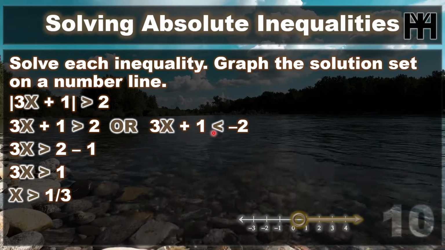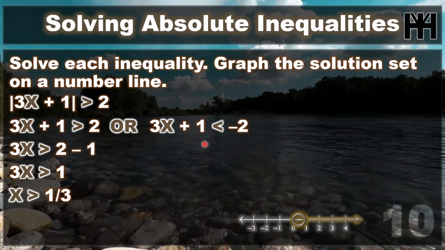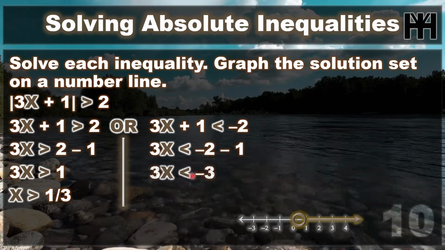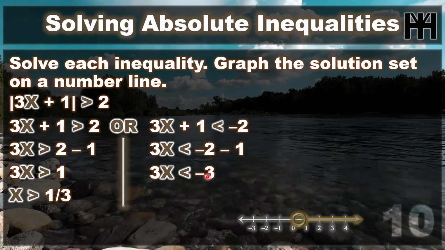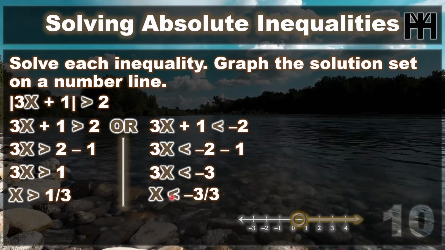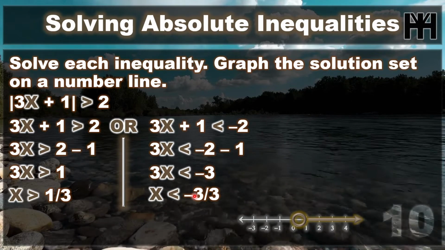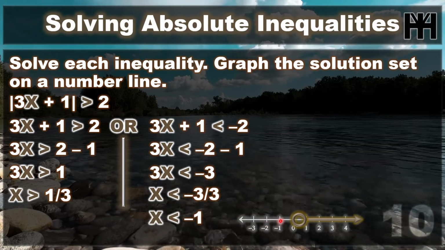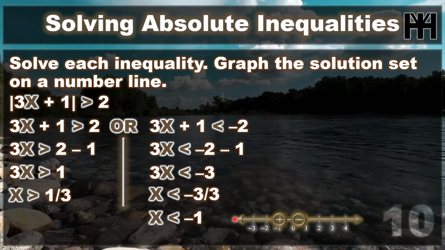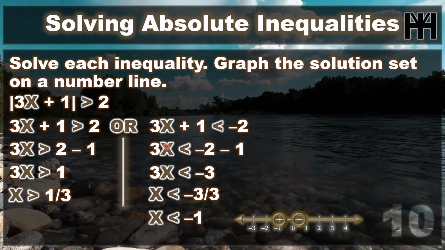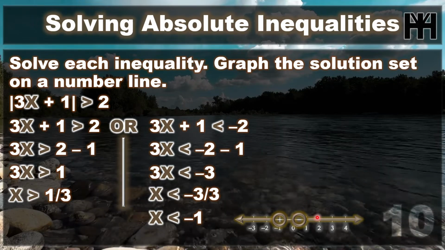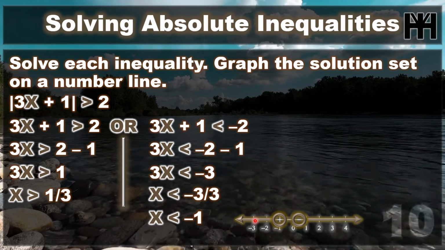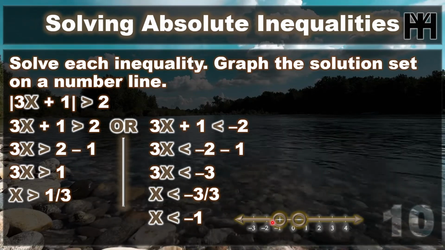Okay, now we have 3x plus 1 smaller than negative 2, so let's send the 1 to the other side. So it's 3x smaller than negative 2 minus 1, so 3x smaller than negative 3. Let's send the 3 to the other side. It's x smaller than negative 3 over 3, so x is smaller than negative 1. So it's from here to the end. So it's an or, because we didn't have to remove the excess part from each one. They didn't even touch each other.